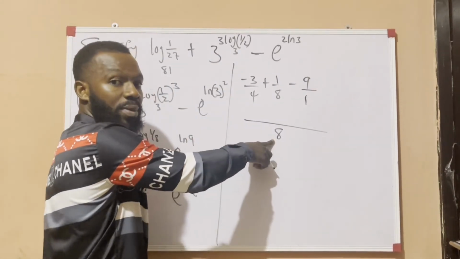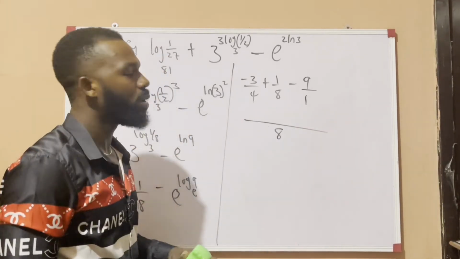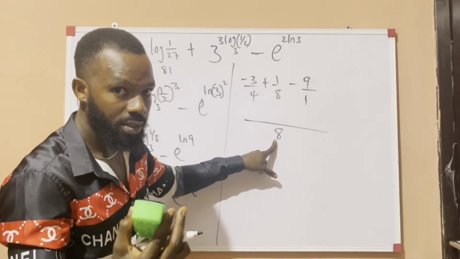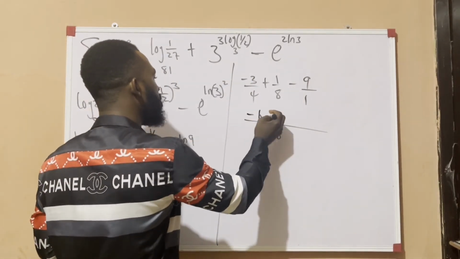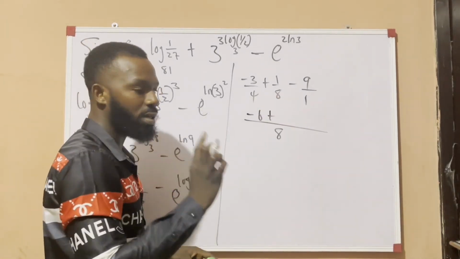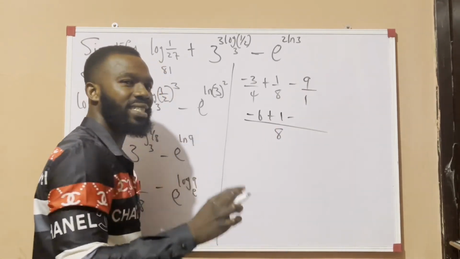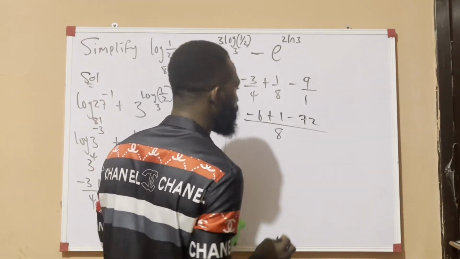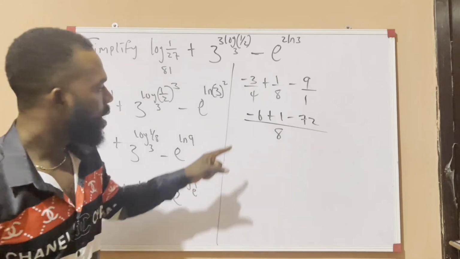Now, without wasting time, let us see what we are going to do. Now, if my LCM is 8, how do we get our numerators? It is very simple. 4 into 8 is 2 times. Now 2 times minus 3 will give us what? Minus 6 plus 8 into 8 is 1. 1 times 1 gives us 1. Minus 1 into 8 is 8. And 8 times 9 gives us what? 72.